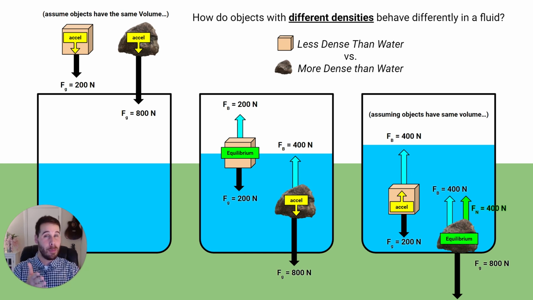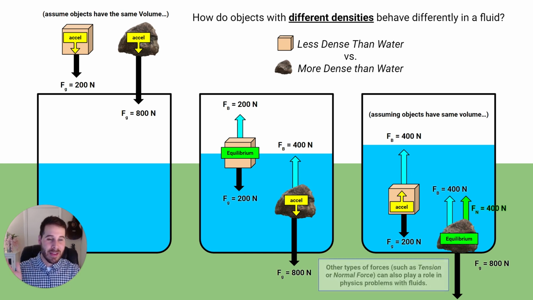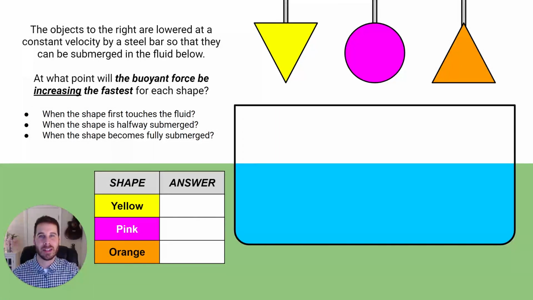So now you can see how buoyancy force, gravity, and even other types of forces like tension or normal force, how they can all play a role in physics problems that involve fluids. There can be up to 4 or even 5 forces on some of these objects that you'll see in the problems that you're doing. So now that we've seen all these different examples and possibilities, I'm going to give you a conceptual problem here, and I want to see what you can do with it.